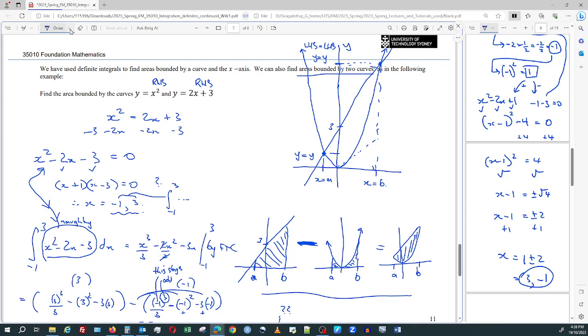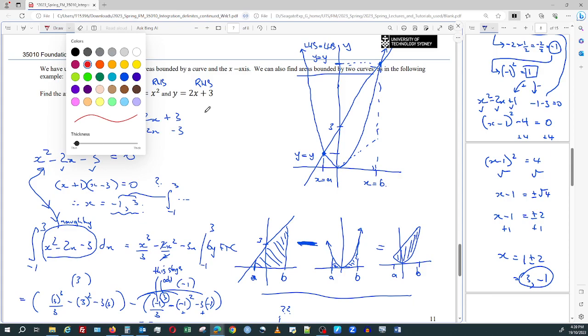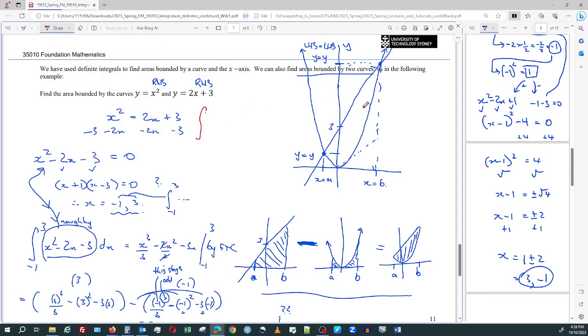So what we're going to do is just change colours, and I'm going to show you the difference. It's not much of a difference, but we're going to integrate the bigger one, 2x plus 3, minus the smaller one, the x squared. Is that right? So that's like minusing x squared. Still the same thing. Okay, so it's a little subtle thing. So instead of being naughty, I should have done this.